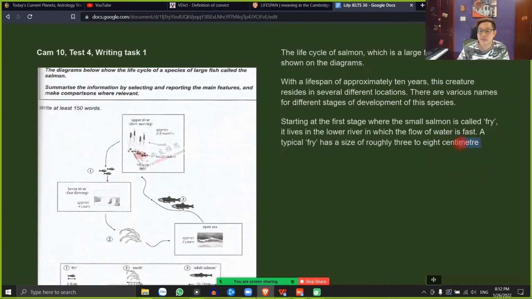Remember, because IELTS is British English somehow, they accept of course American English too, so you can write centimetre or you can write centimeter like this. It's all acceptable, okay? Tại vì IELTS tiếng Anh giọng Anh nhưng mà nó cũng chấp nhận giọng Mỹ luôn. Cho nên các bạn hoàn toàn có thể ghi là centimeter hoặc là centimetre đều được chấp nhận. A typical fry is a size of roughly 3 to 8 centimeter.